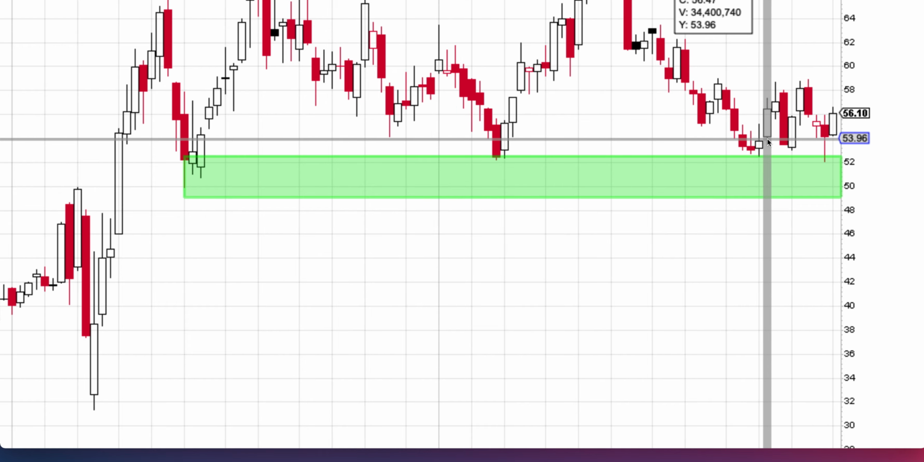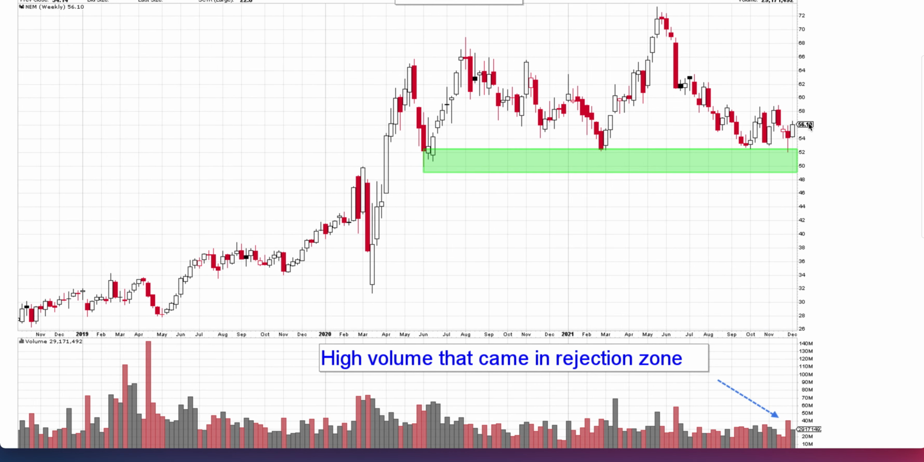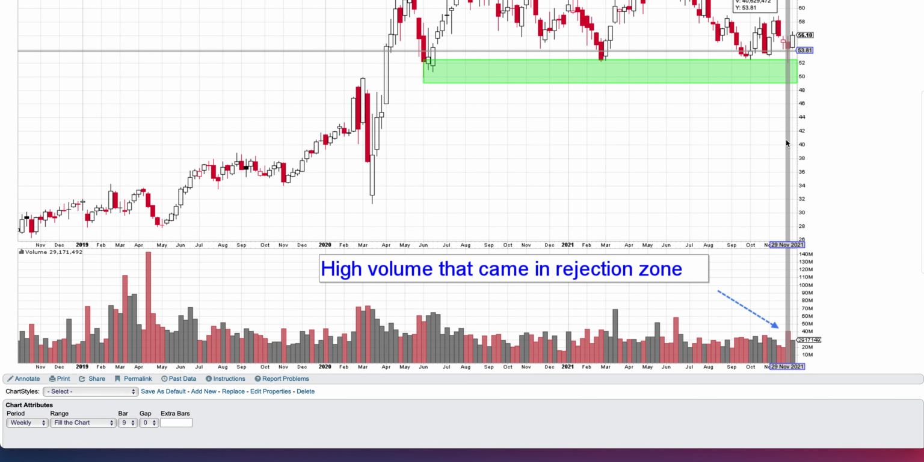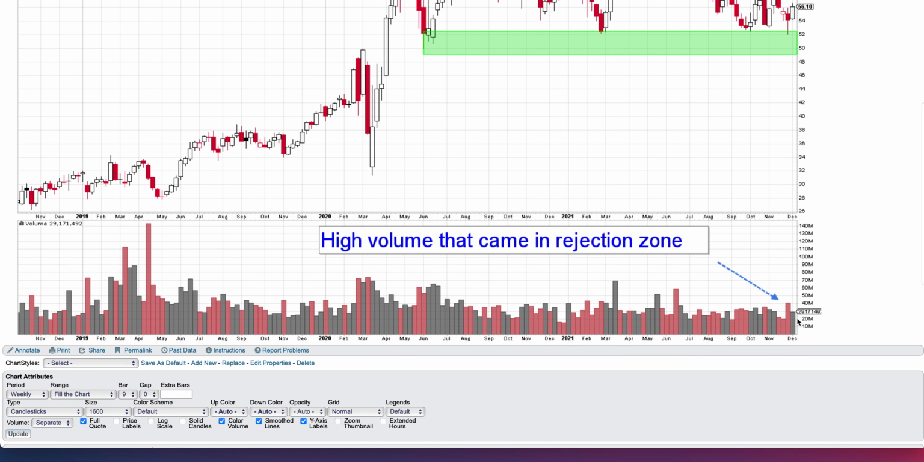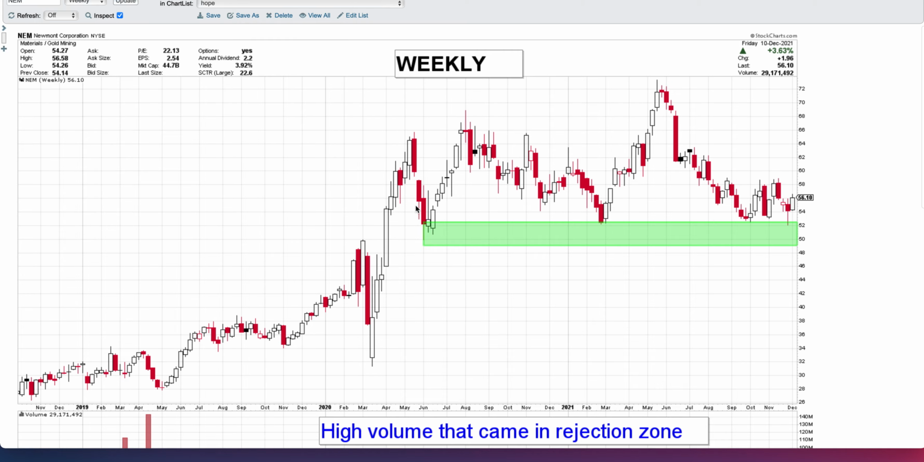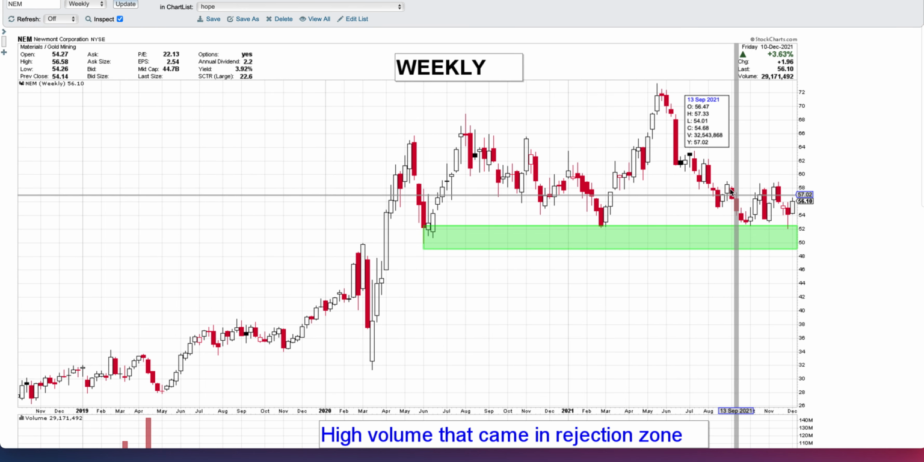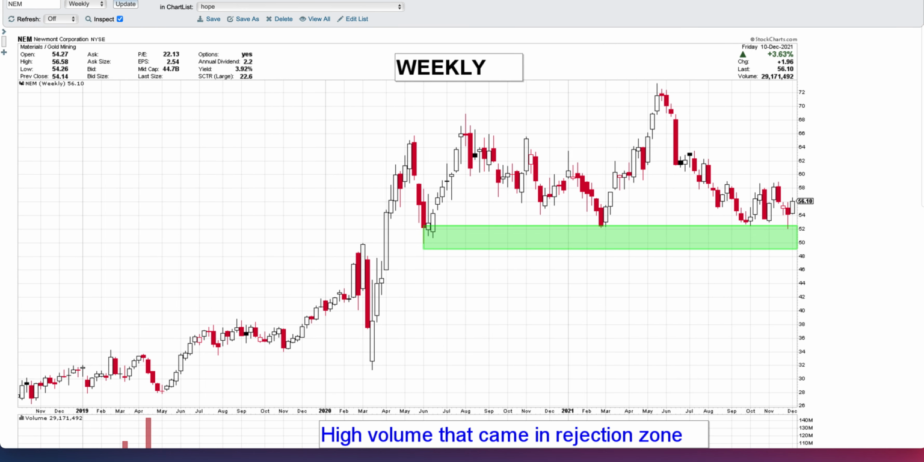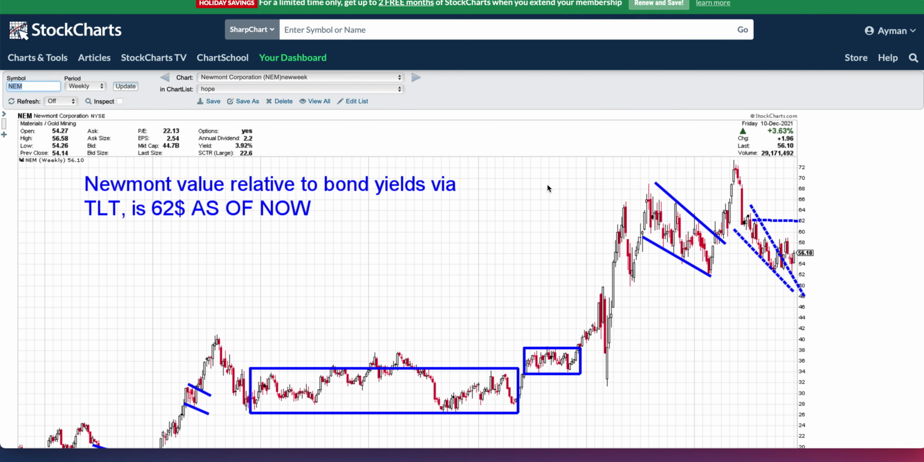And also, you have a follow through, a one white soldier, the type of formation in the weekly time frame, which is very positive. You have follow through with okay, good volume. This one is added to the bullish volume because it came at rejection and from a buyer zone. So we are really okay in Newmont in the weekly time frame.